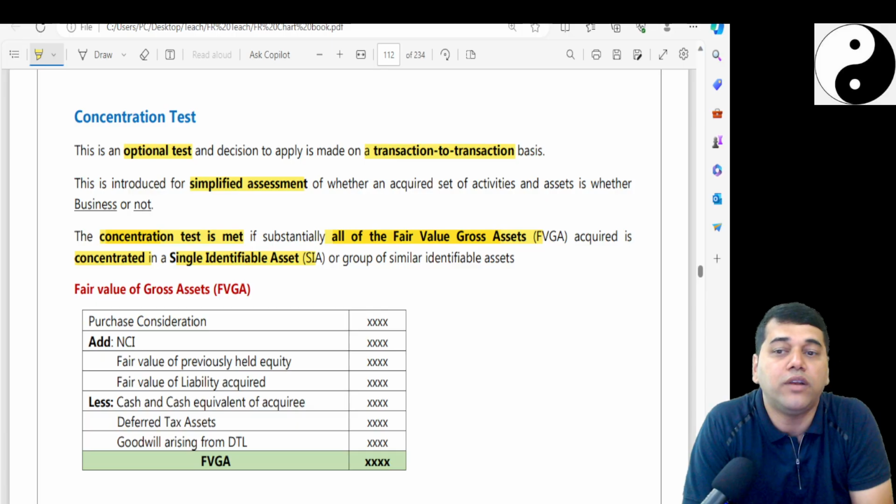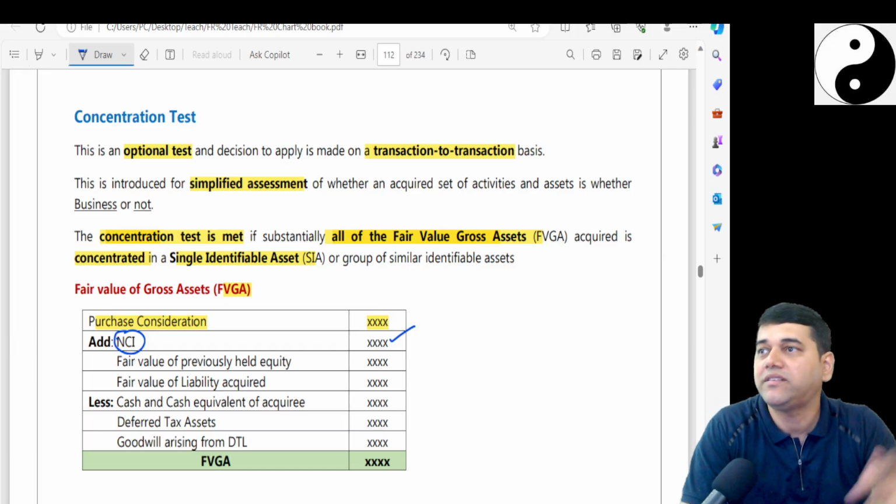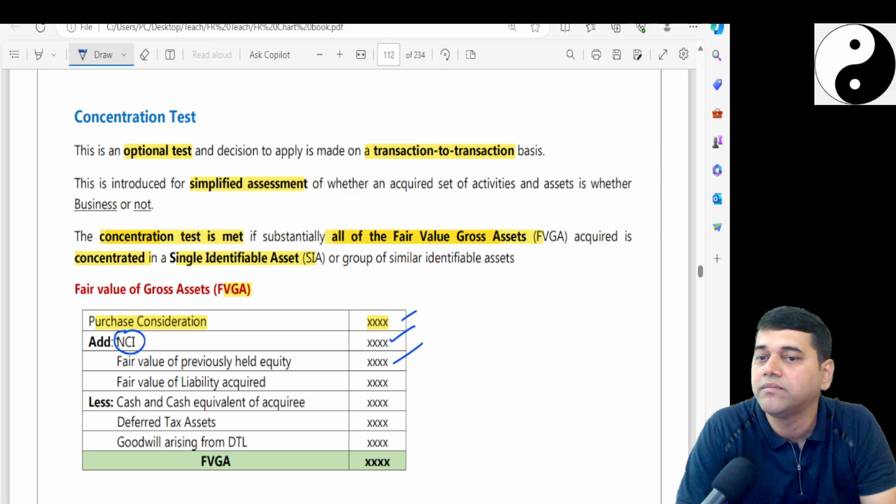So how do you calculate this FVGA, the fair value of the gross assets? Purchase consideration, whatever you have paid. If you have not acquired 100%, then you have to add NCI also. And if you already had a previous holding, that also you consider, the fair value of the previously held equity.